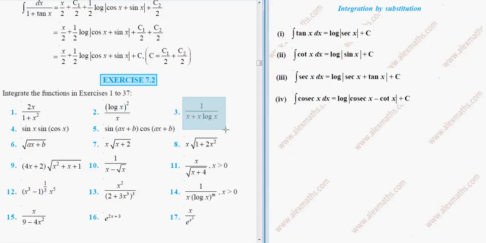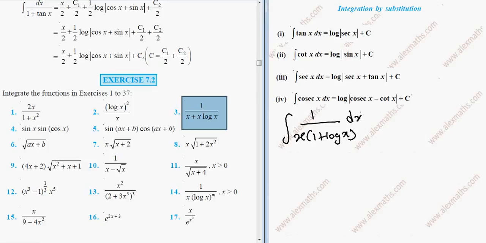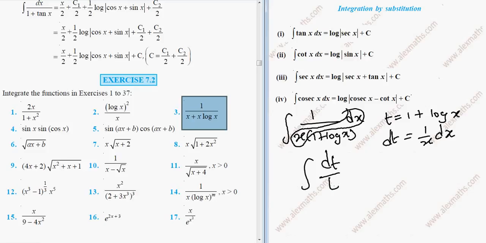From this, you have to take x common out. After taking x common, I'll show here. After taking x, it will become like this. Okay. Now if I take t equal to 1 plus log x, then dt will become 1 by x dx. So this dx by x will become dt. So integral dt by t. So I can complete the problem, which is log t, and replace the t.